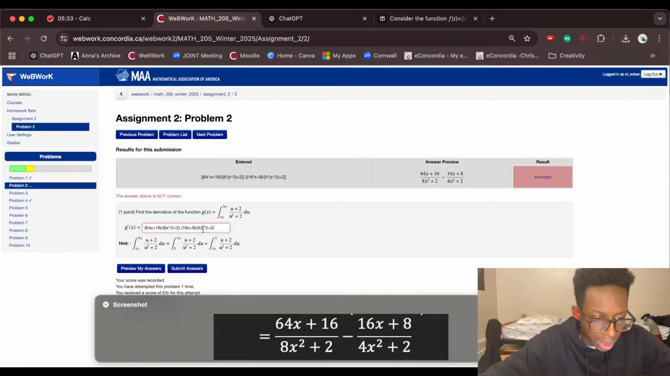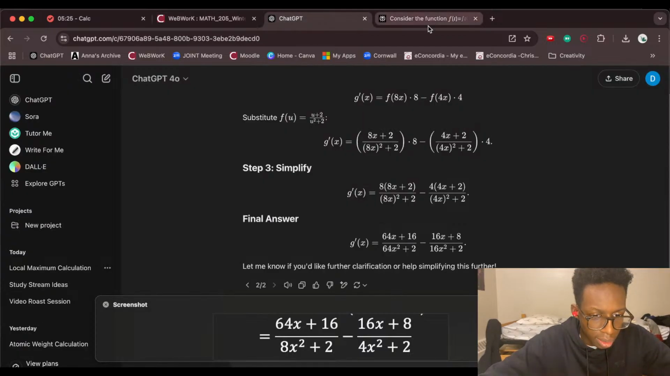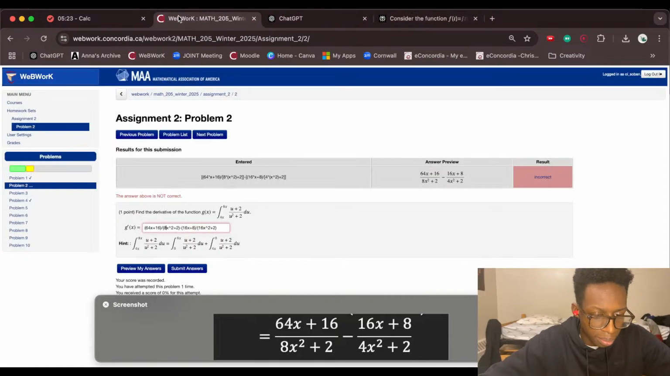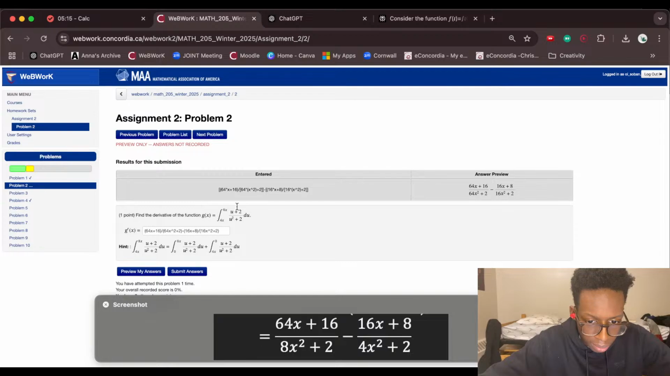Oh, yeah, because you have to square it. So then this is 16 squared. And then this one is 64 squared. Good try.